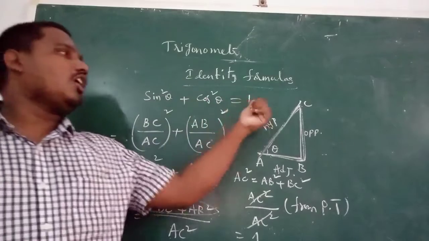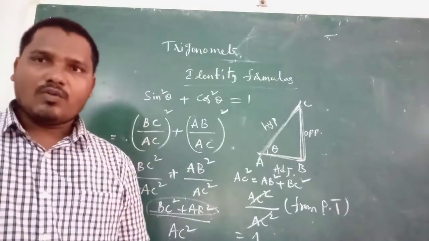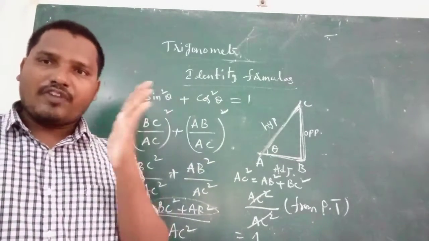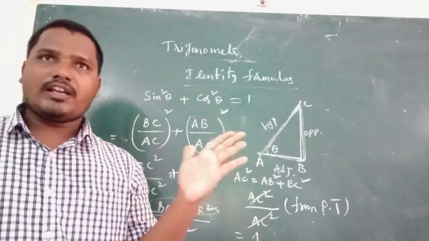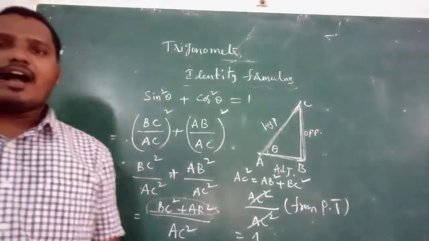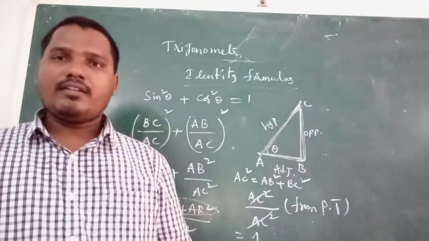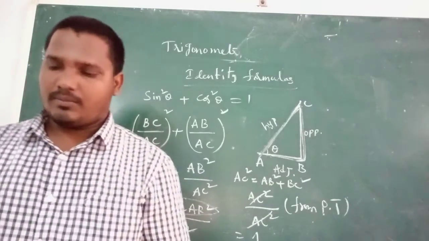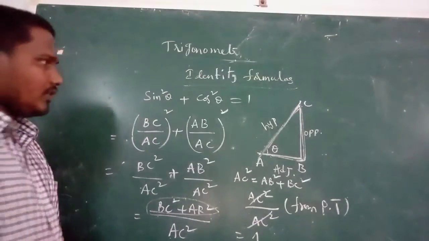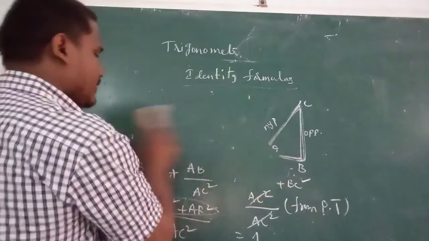Sin square theta plus cos square theta is equal to 1. What is an identity formula? If LHS and RHS both are equal, then it is called an identity formula.